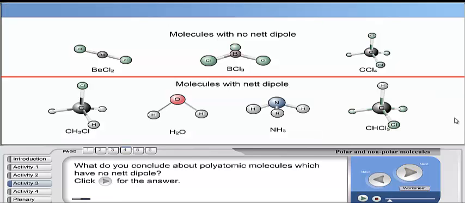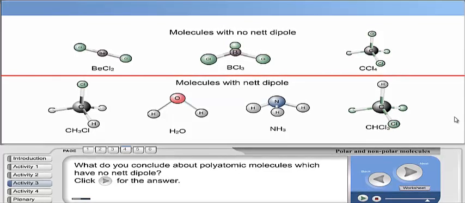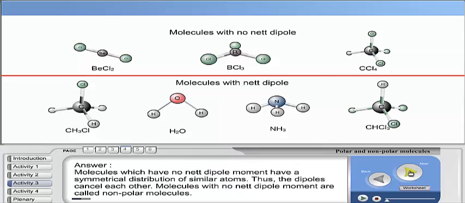What do you conclude about polyatomic molecules which have no net dipole? Click Next for the answer. Answer. Molecules which have no net dipole moment have a symmetrical distribution of similar atoms. Thus, the dipoles cancel each other. Molecules with no net dipole moment are called nonpolar molecules.